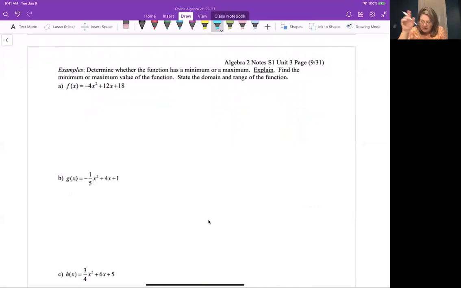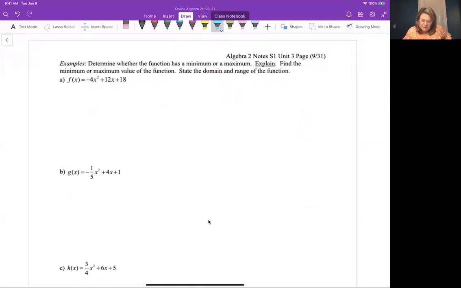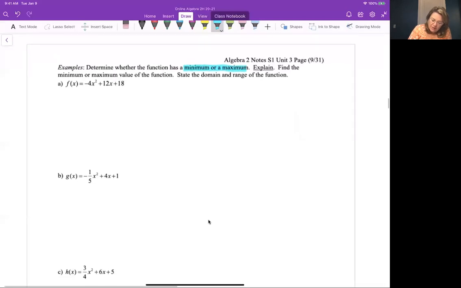Okay, at any rate, determine whether the function has a minimum or maximum and explain. I'm on page 9. Here we go. All right, f of x equals minus 4x squared plus 12x plus 18. So the first thing we needed to do to determine whether or not it has a minimum or a maximum. Well, our a value is a negative 4. So it's negative. A is less than 0. And so it's going to open downward, and we are going to have a maximum.